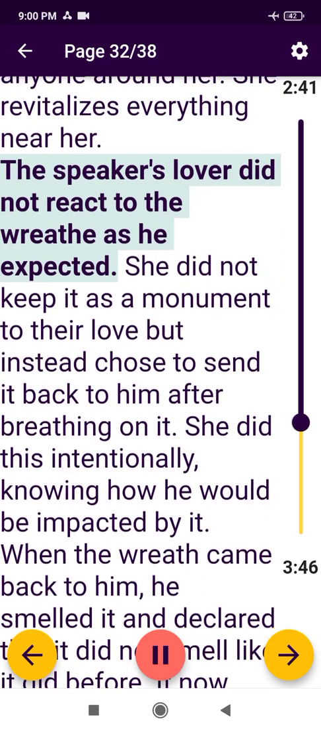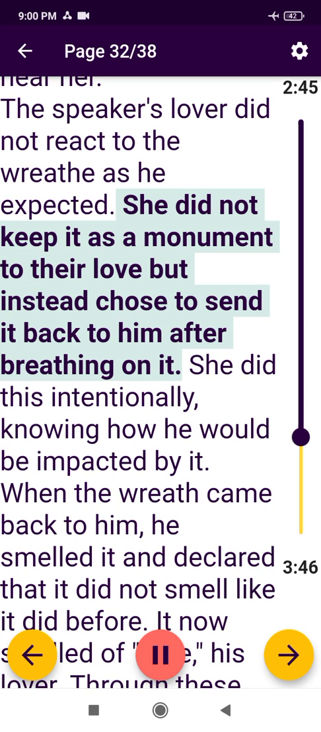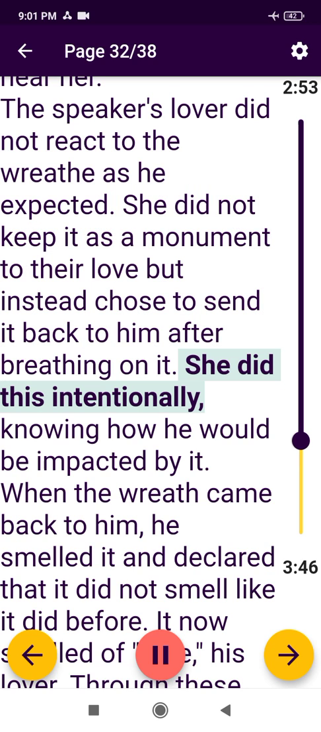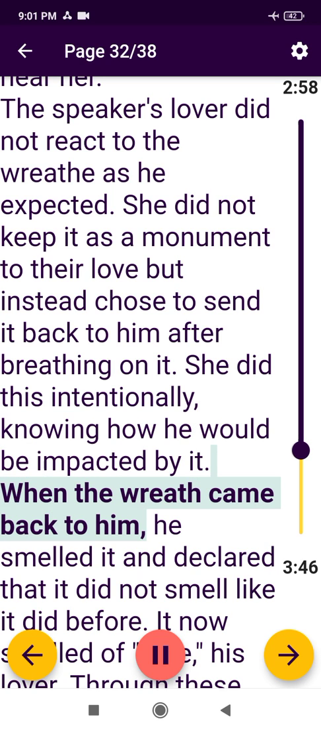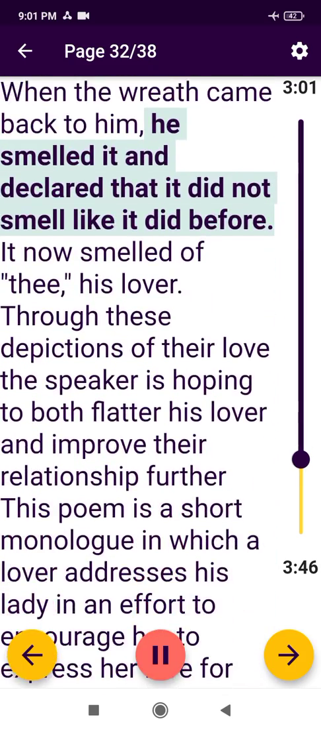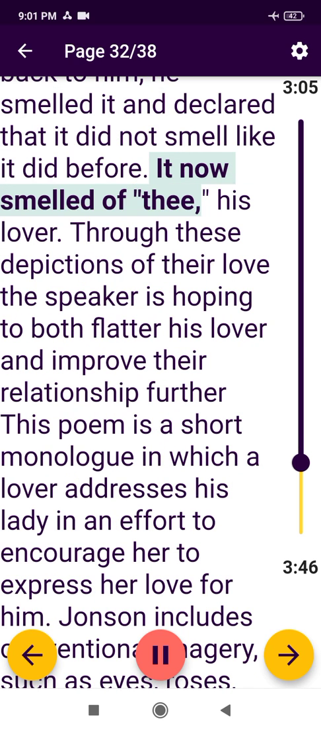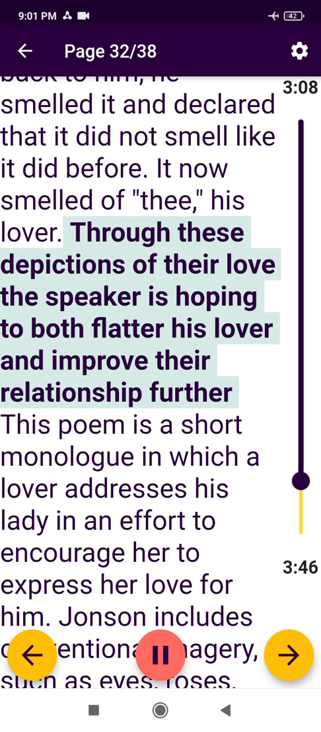The speaker's lover did not react to the wreath as he expected. She did not keep it as a monument to their love, but instead chose to send it back to him after breathing on it. She did this intentionally, knowing how he would be impacted by it. When the wreath came back to him, he smelled it, and declared that it did not smell like it did before. It now smelled of his lover. Through these depictions of their love, the speaker is hoping to both flatter his lover and improve their relationship further.